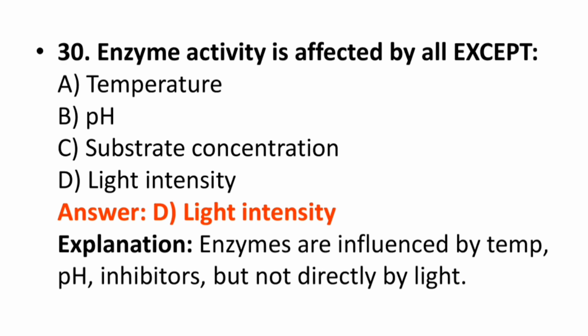Enzyme activity is affected by all except option A, temperature, option B, pH, option C, substrate concentration, option D, light intensity. The correct answer is option D, light intensity. Enzymes are influenced by temperature, pH, inhibitors, but not directly by light. Enzyme activity is affected by all except light intensity.